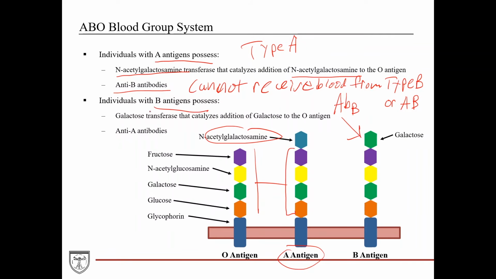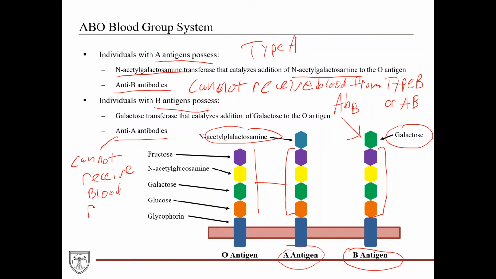Individuals with B antigens possess a different enzyme, galactose transferase, which will add a galactose onto the O antigen, and that yields the B antigen. As a result, these individuals will have anti-A antibodies, so they cannot receive from type A or type AB, because type AB is going to have both A and B antigen. We'll summarize who can give to whom in a minute.